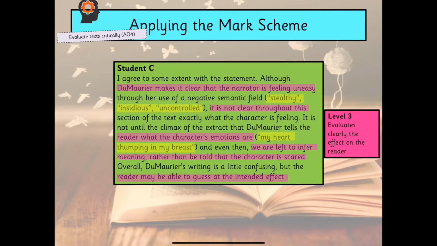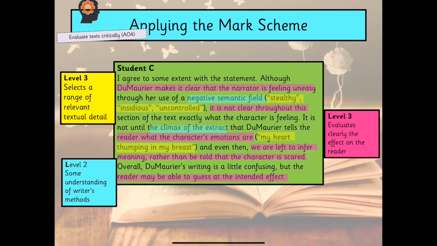Looking at the evidence, there's a nice selection. There's not too much, there's nothing too long, but certainly a lot more limited than Student B was showing. It is still a range because, particularly in that first set of quotations, they've been quite judicious. They picked out individual words, stealthy, insidious, uncontrolled, and it is all relevant, so their quotes link to the points that they have made. Terminology-wise, this is probably something that's holding this answer back just a little bit.